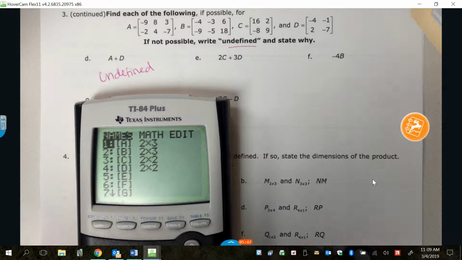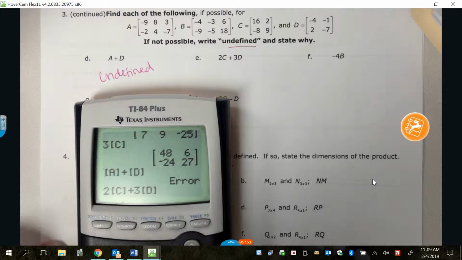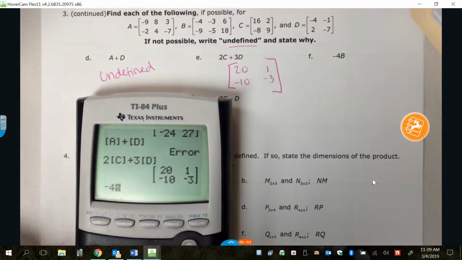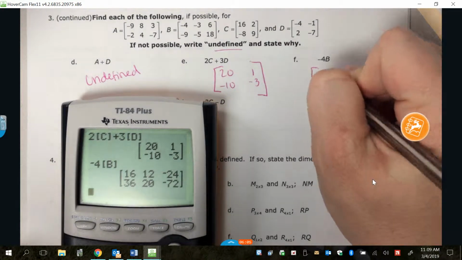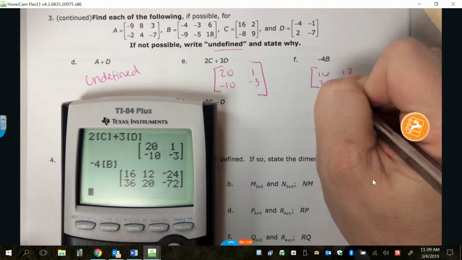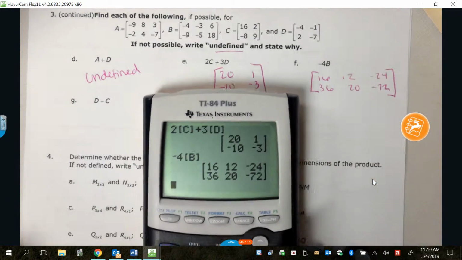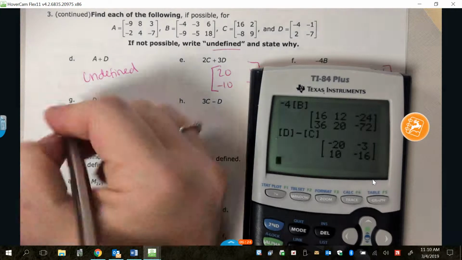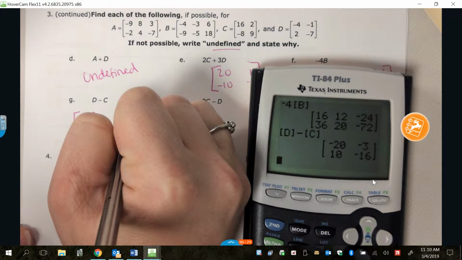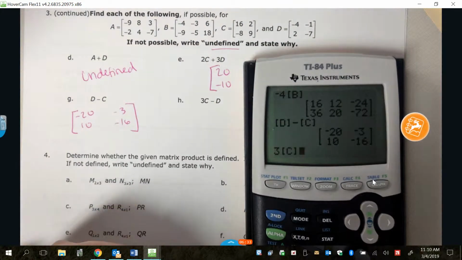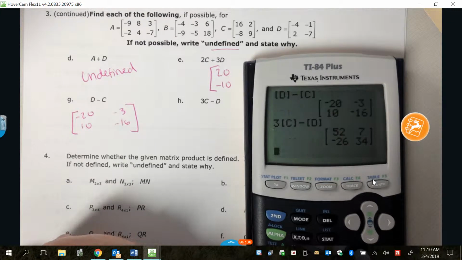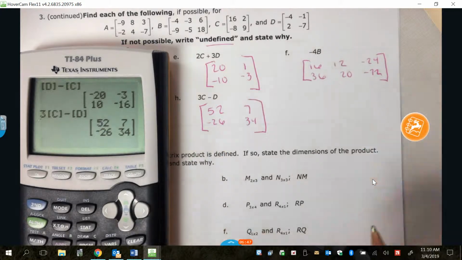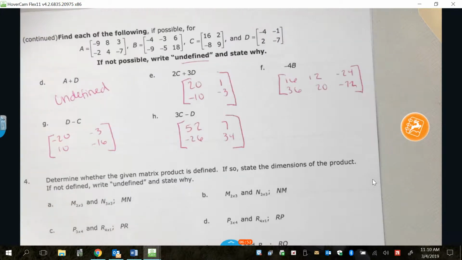Now 2C plus 3D. Then negative 4B. Then D minus C. And last but not least, 3C minus D. Alright, I'll leave those out there for just a second.